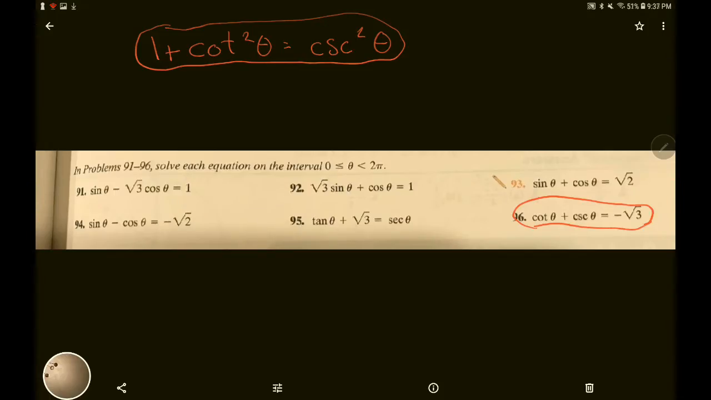Okay, Sophia, we're going to work on number 96. So let's take a look at that.